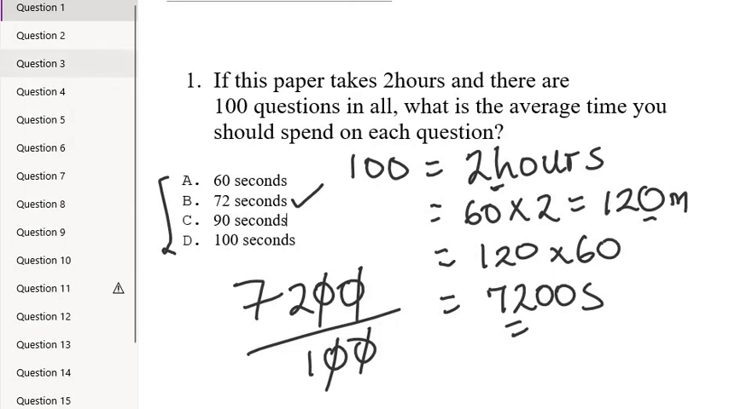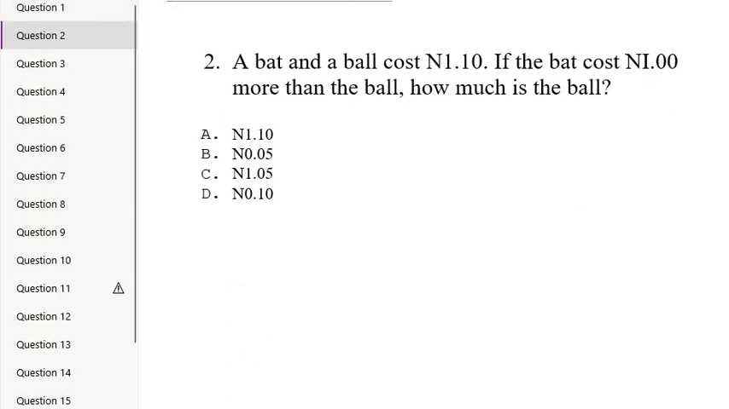Question 2. A bat and a ball cost 1 naira 10 kobo. If the bat costs 1 naira more than the ball, how much is the ball? Okay, I'm going to solve this using algebra. Let the ball cost x.